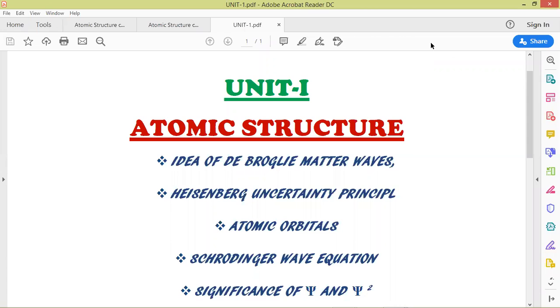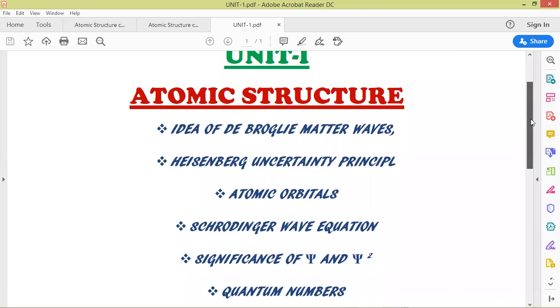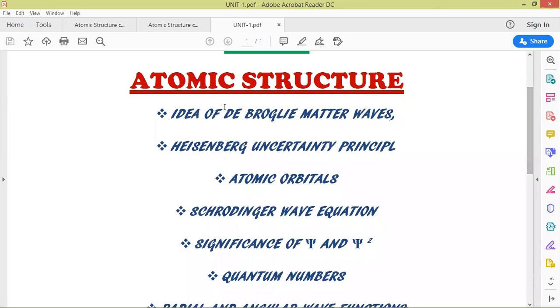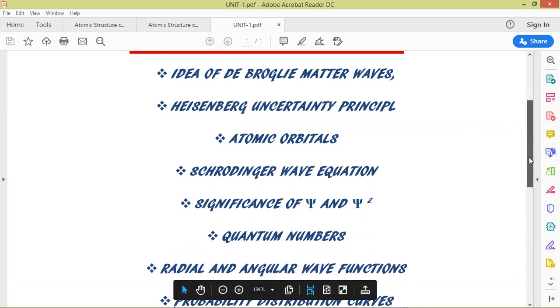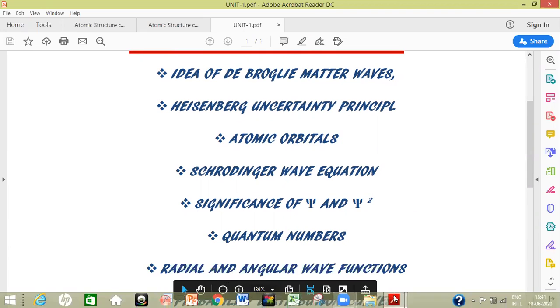In the last video, we were discussing the first unit, the atomic structure unit we are doing. We are done with the 3 lectures so far, and we have discussed the first 5 topics of your syllabus. In this video, we'll be discussing the quantum numbers and the radial and angular wave functions. So let's get started.